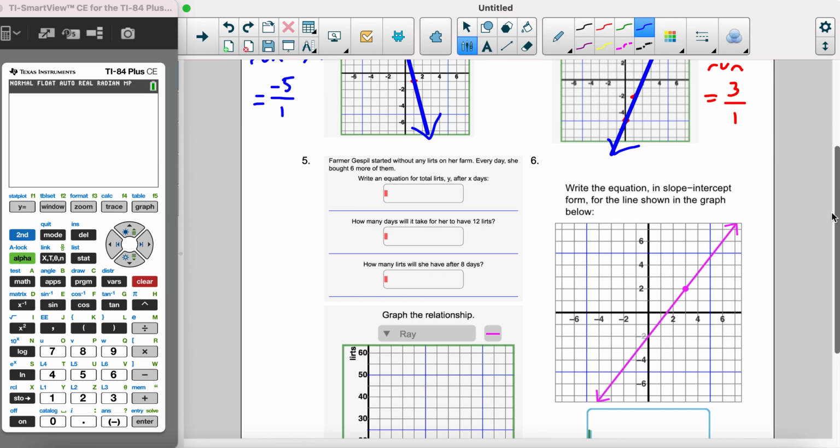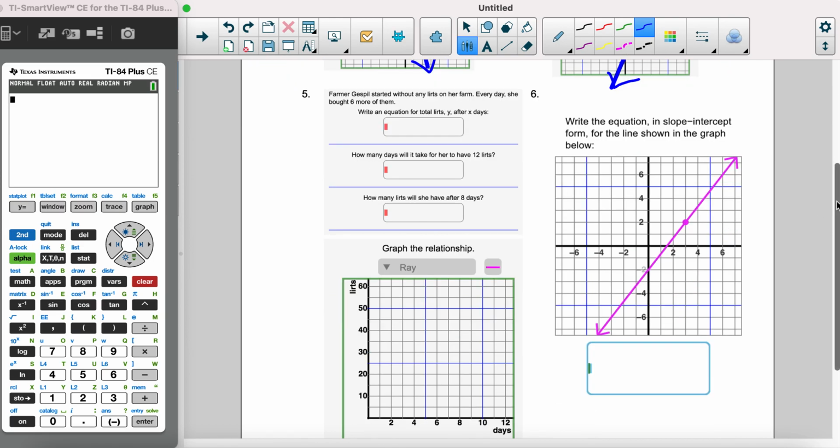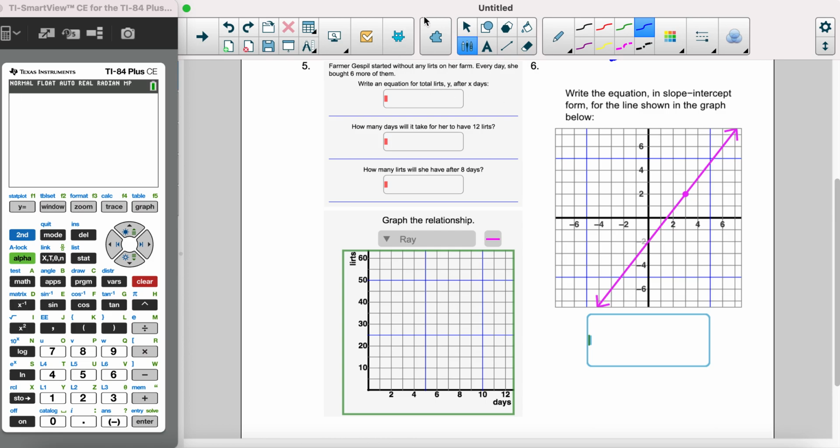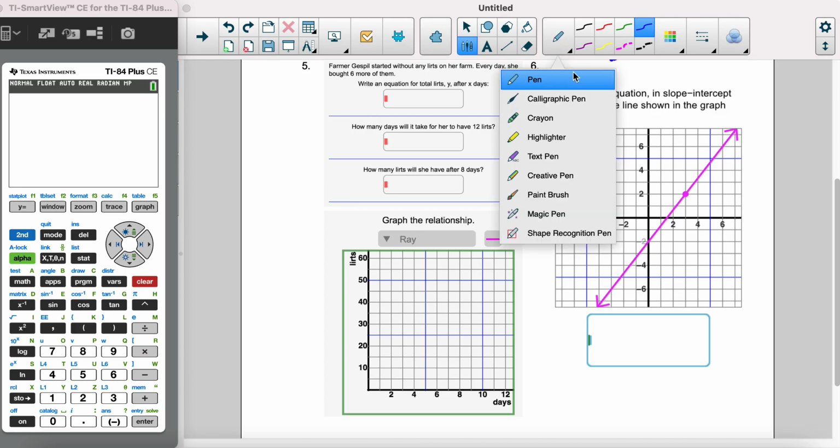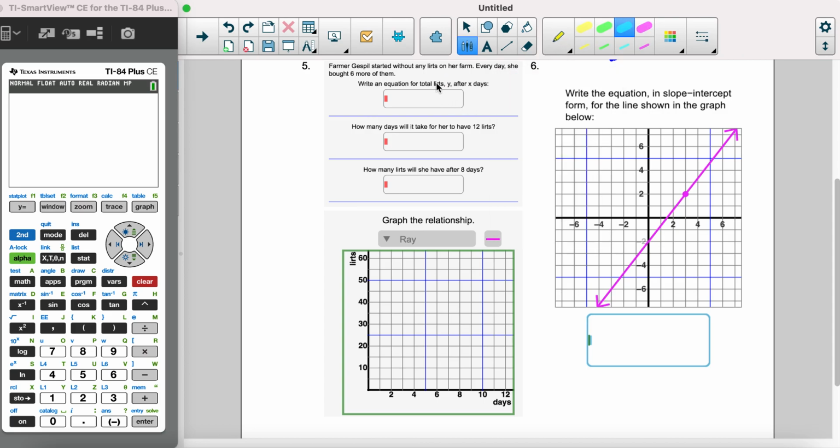Let's look at the word problem we have down here. So this is a multi-part problem. This is something you might see in GMM. Okay, so Farmer Jespel started without any lerts on her farm. Every day she bought 6 more of them. Write an equation for total lerts y. Okay, so the lerts are our y in this case. And x days. All right, so x are our days.